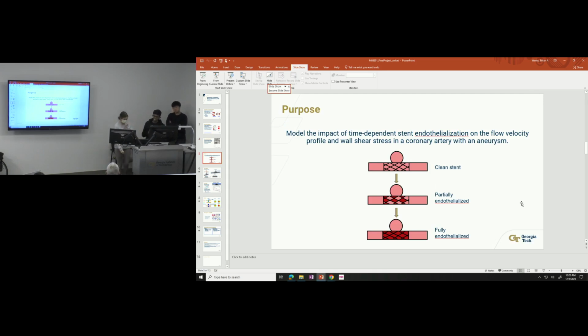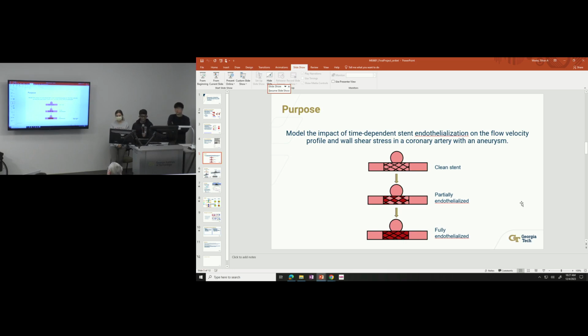All right, thank you. So as Courtney mentioned, the main goal of what we're trying to do is to model the impact of stent endothelialization as a function of time on the flow velocity profile. We plan on looking at wall shear stress as well, but we mostly just looked at the flow velocity profile in an idealized coronary artery model that has an aneurysm.